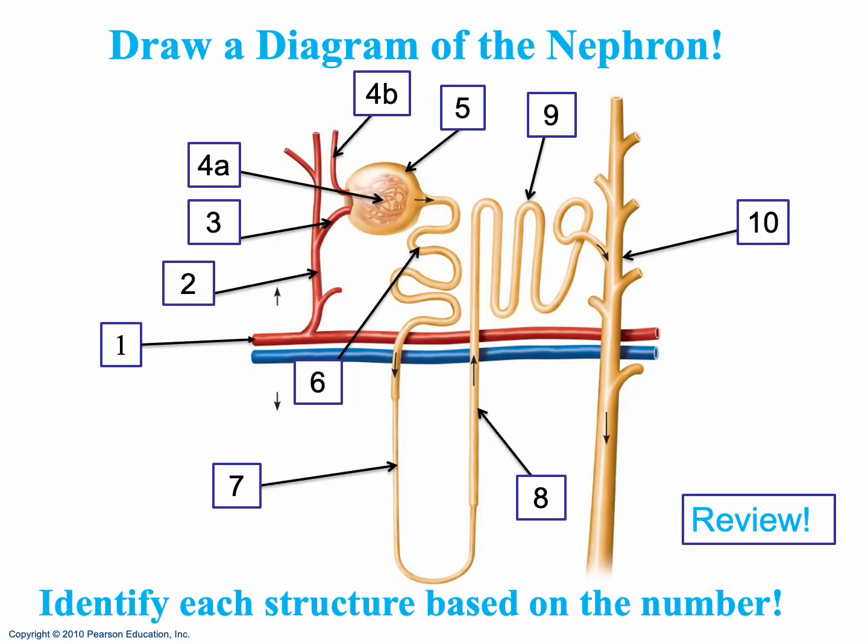All right, so what I'd like you to do at home, very good practice for you, is to draw a diagram of the nephron. Maybe you have some colored pencils or a marker, and you can go ahead and draw that. You guys know already that your artistic skills are much better than mine. I want you to go ahead and work on that drawing. What you also want to do is identify each structure based on the number. So definitely work on this activity. Give yourselves a couple of minutes to do that.